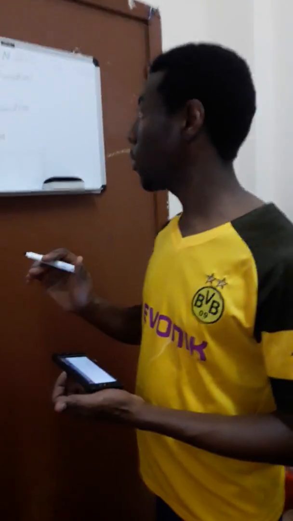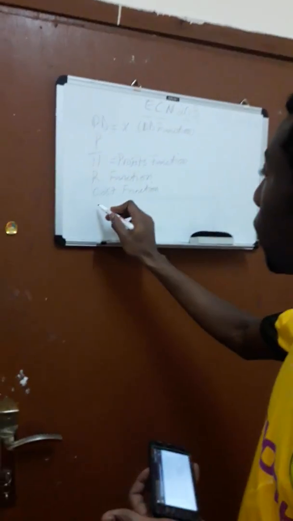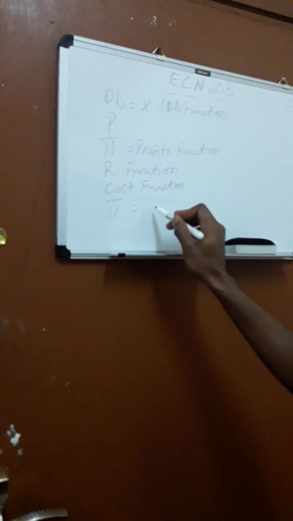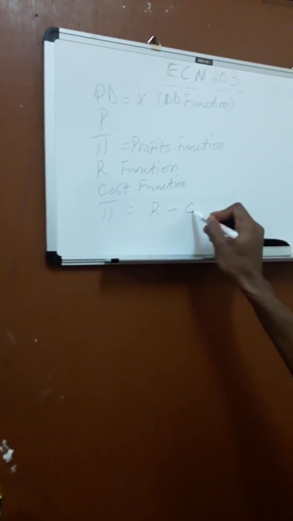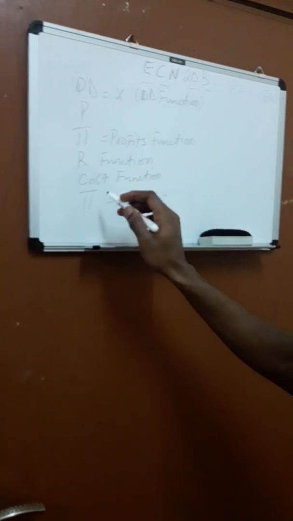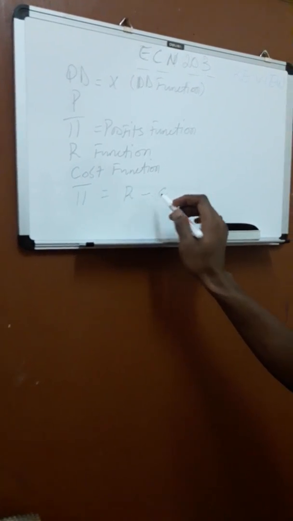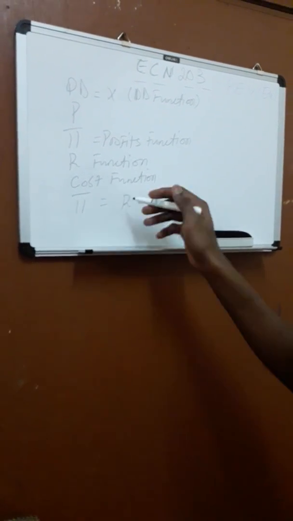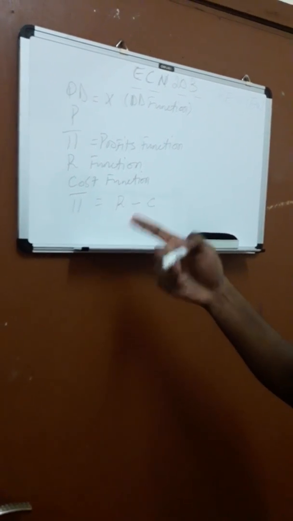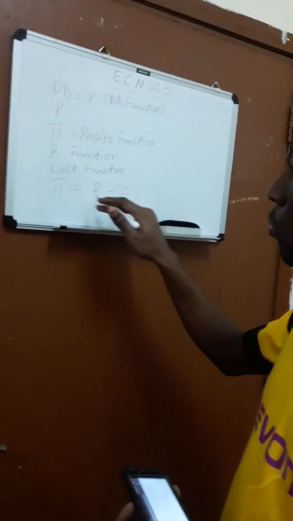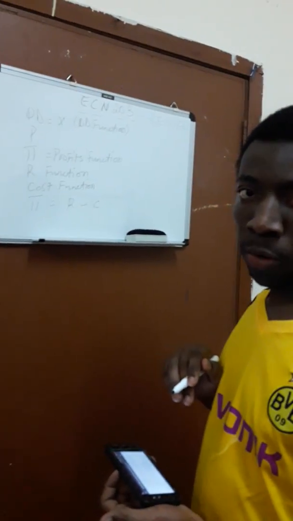So you all know that when we are looking at the profit, we say in economics that the profit, which is pi, is equal to the revenue minus the cost. So the profit function is equal to the revenue function minus the cost. Revenue is what you make income out of, and cost is the amount you spend to incur the expenses. So when we get the difference between these two, we get the profit, okay?